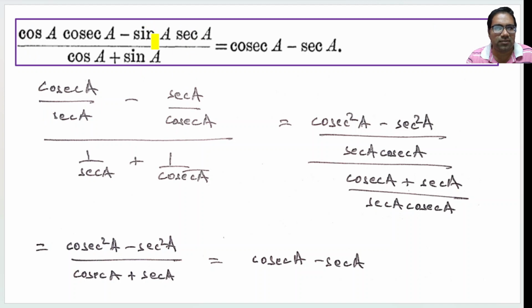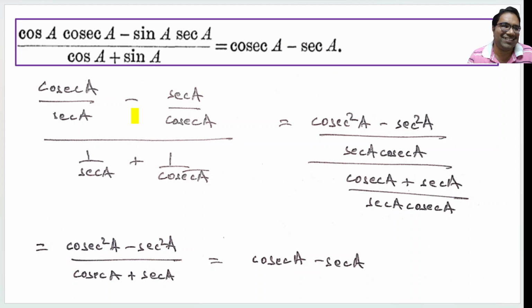Sin is 1 by cosec. Let's write the denominator also in terms of secant and cosecant: 1 by sec a plus 1 by cosec a. If you do the cross multiplication, the numerator becomes (cosec^2 a minus sec^2 a) by (sec a cosec a), and the denominator becomes (cosec a plus sec a) by (sec a cosec a). These two denominators will cancel, and this is in the form of (a square minus b square) by (a plus b), where a is cosec a and b is sec a. So a square minus b square by a plus b is a minus b, which is what we wanted to prove: cosec a minus sec a.